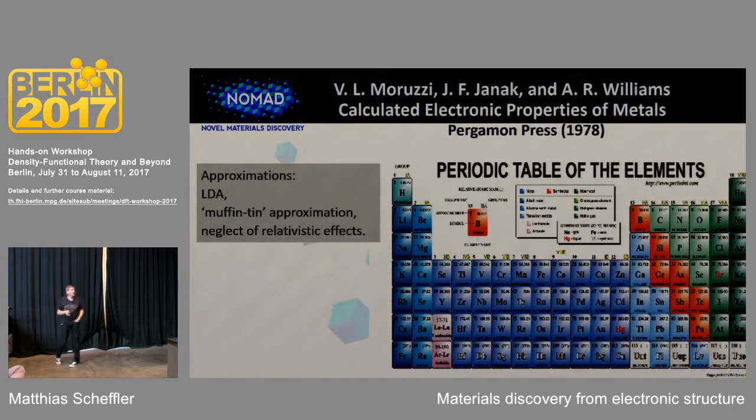On the other side, the other group was Moruzzi, Janak and Williams, and they actually looked at metals. So they looked at a very different thing, calculated electronic properties of metals, and they published this in a little book which has all the information they calculated. Again, they used the LDA. They didn't use pseudopotentials, but a muffin-tin approximation, which means it assumes that the electron density can be approximated in every iteration as spherical around the nucleus, and again neglecting relativistic effects.